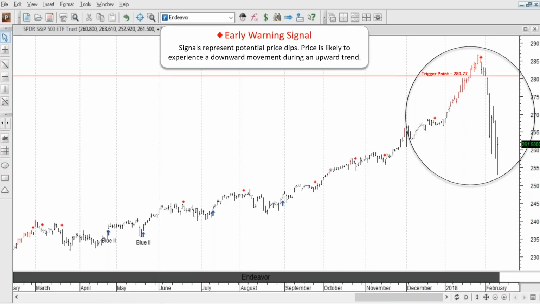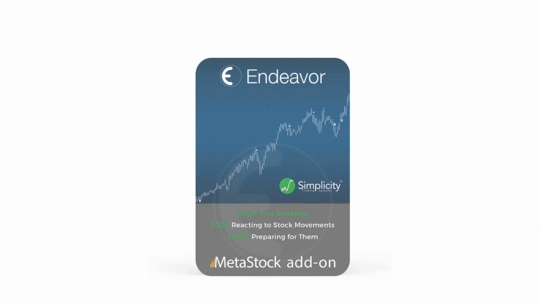For instance, as soon as the trigger point was crossed, we sold out of all of our short-term trades because we didn't want the risk associated with the upcoming volatility. But you could have just as easily shorted the markets if you wanted to. That's the beauty part of this. You can make your own choices.